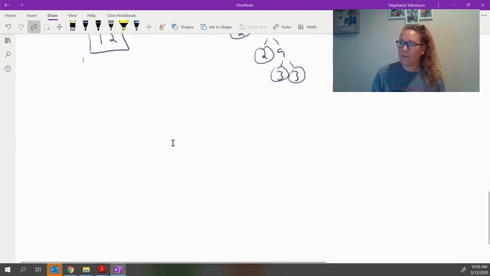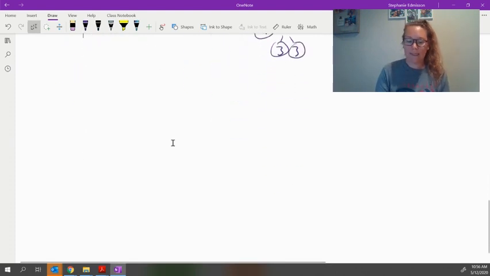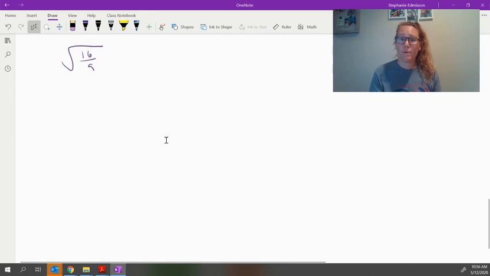Now we have 2 more types of examples to take a look at. Let's say you have the root of 16 over 9. Now, I know the first instinct here might be to panic because there's a fraction, and I don't know why, but whenever we see fractions, there tends to be a little bit of panic. But you just have to remember that this is the same exact thing we've been doing, okay?